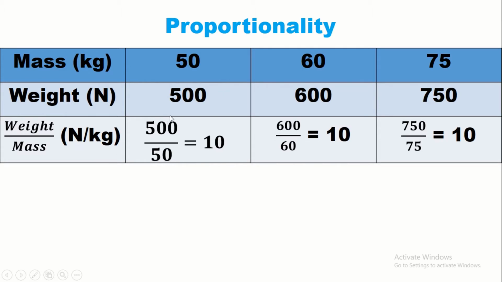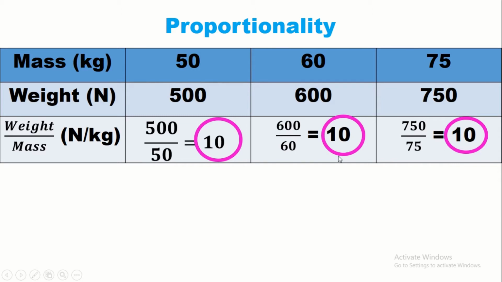Well, if we have an object of mass 50 kilogram and weight 500 Newton, let's see weight over mass. Isn't it 500 over 50? If we simplify it, we get 10. The same here, 600 over 60. Isn't it 10? Also 750 over 75, it will be 10. If you note something, in all of these cases, we have the same ratio, which is 10.